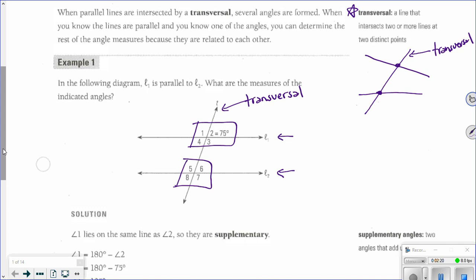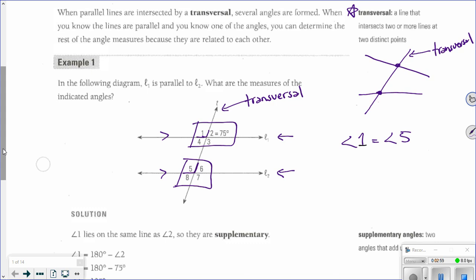So angle 1 is above the parallel line and to the left of the transversal, which means the angle down in the bottom that's above the parallel line and left of the transversal is actually the same size. So angle 1 is equal to angle 5. They're the exact same size so long as L1 and L2 are parallel. We show that L1 and L2 are parallel by putting these little arrows on the line. It tells us they're parallel lines.